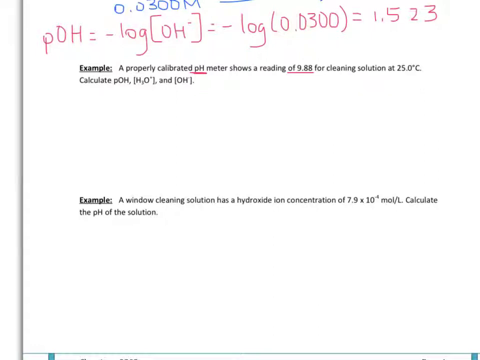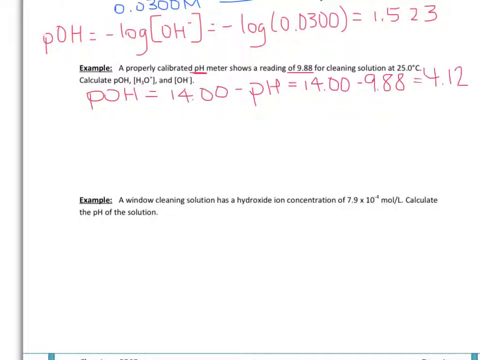We can very quickly calculate pOH because remember that both of them add to give 14. So I can say that pOH is equal to 14 minus the pH. That would be 14 minus 9.88. So we'll very quickly either do that in your head or on your calculator, and you would get 4.12.